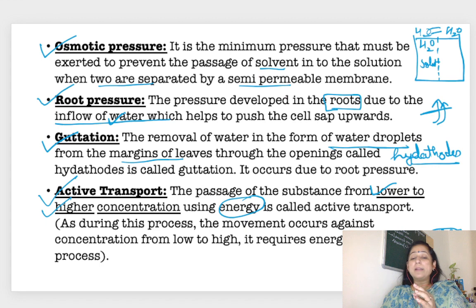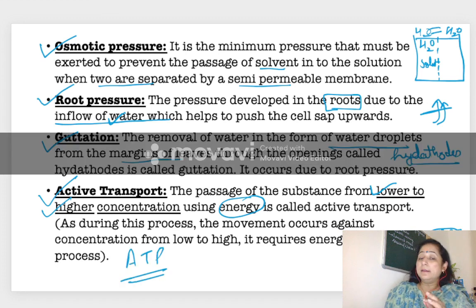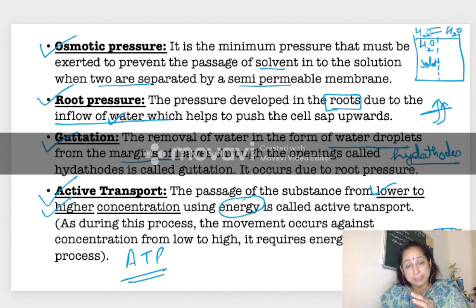During the process, movement occurs against the concentration, low to high. That is why it requires energy for this process. Of course, the energy which is provided is in the form of ATP by the plants. So this is how active transport takes place.